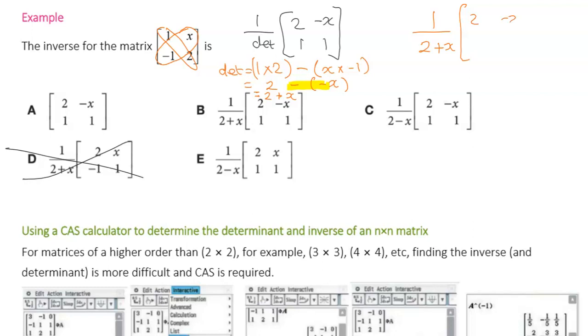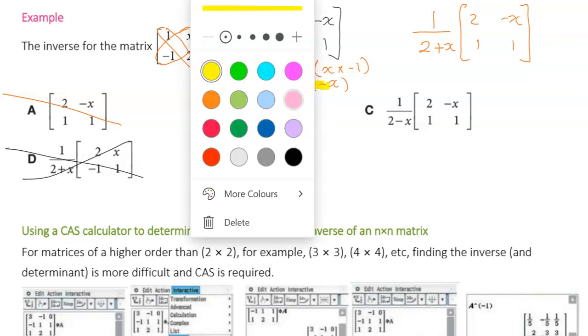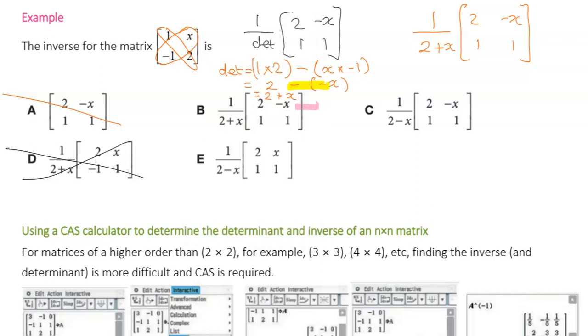So we're going to have 1 over 2 plus x, 2, -x, 1, 1. So now we're looking to match. It's not A. It is 1 over 2 plus x, 2, -x. Looks like we found a winner. So here, option B is our answer.